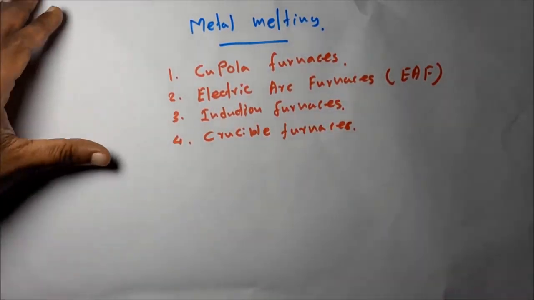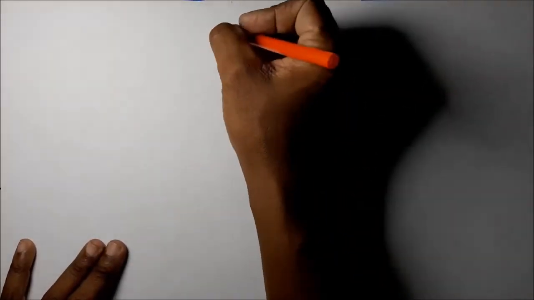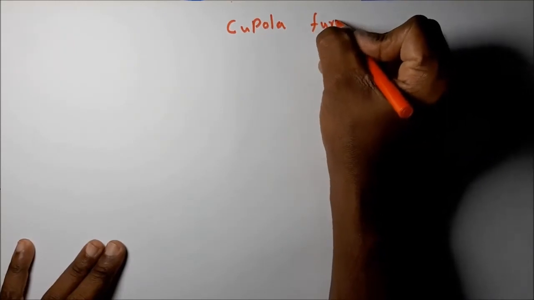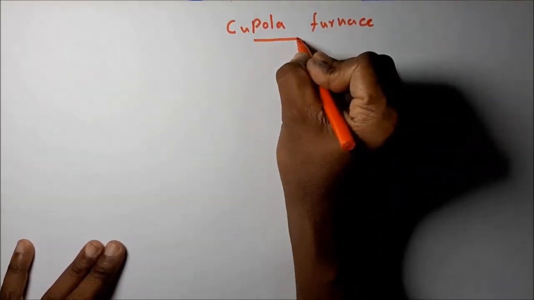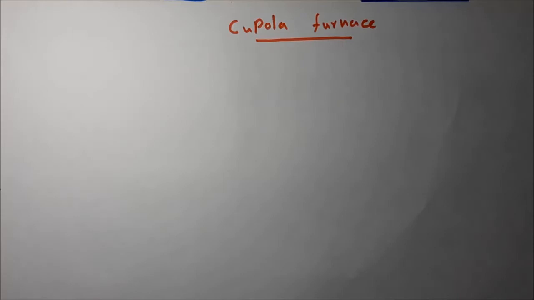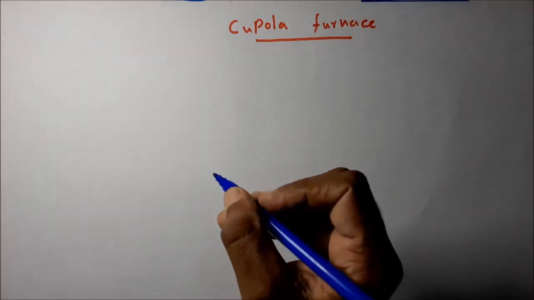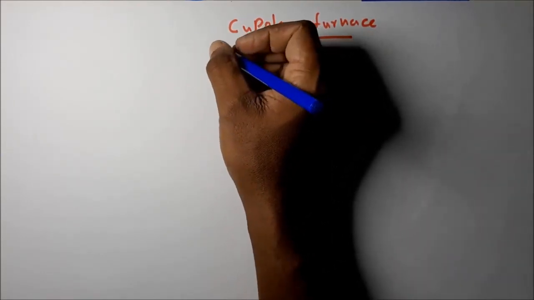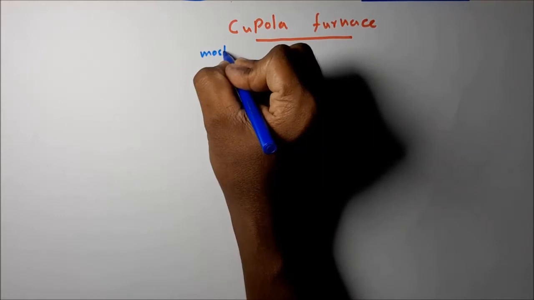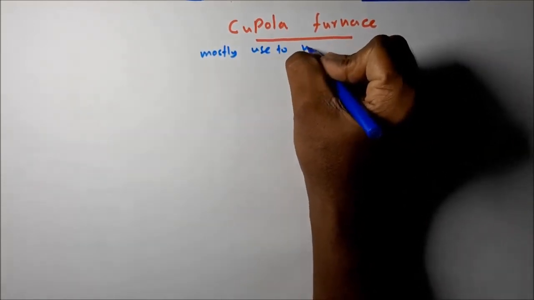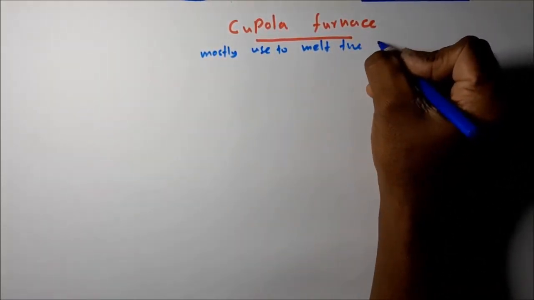First we are going to discuss the cupola furnace. Cupolas are mostly used to melt cast iron. Other metals like aluminium, brass and copper can also be melted using a cupola, but it is mostly used to melt cast iron.